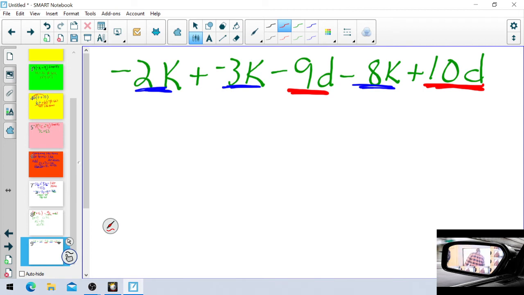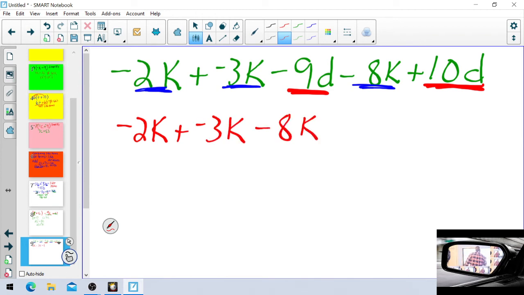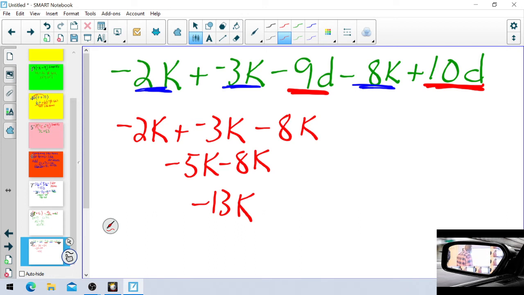So what you can do on one like this, boys and girls, is negative 2k plus negative 3k minus the 8k right there. Combine these two terms, that's going to be negative 5k minus 8k. That's going to be, keep flip change, negative 13k for that one. That's right. So get rid of all this.